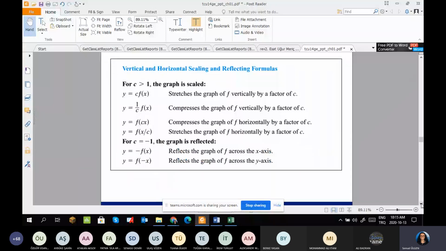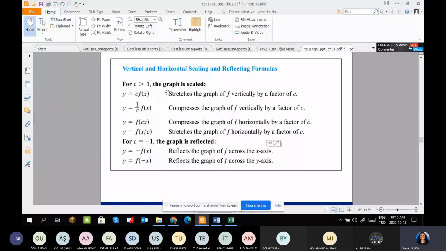We have vertical and horizontal scaling and reflection. Okay, how would you do the reflection? So we have a constant c. C is greater than 1. We call it a scalar. It's a number that we use for scaling.